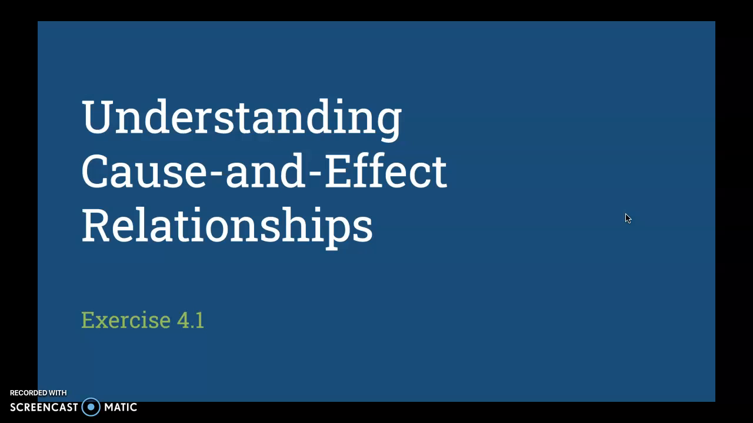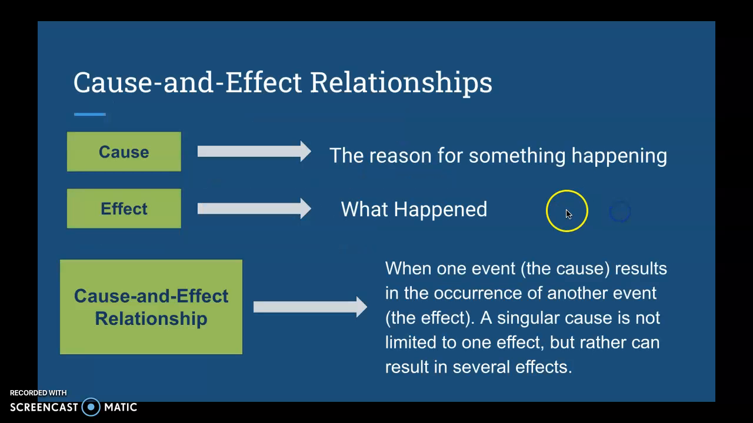So first we need to understand the cause and effect relationship and how these intentions help build our independent and dependent analysis. A cause is the reason for something happening, and the effect is what happened due to that cause. The cause and effect relationship is when one event, the cause, results in the occurrence of another event, the effect. A singular cause is not limited to one effect, but rather can result in several effects.